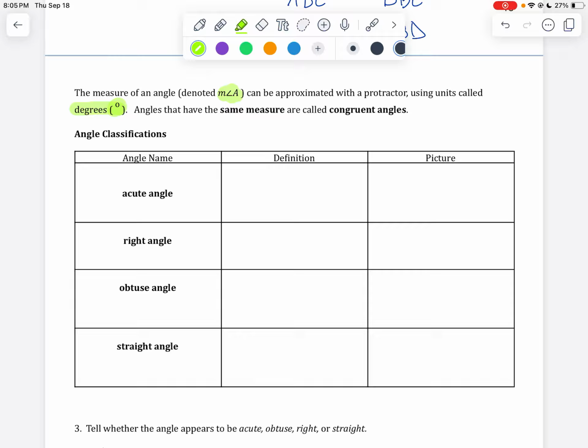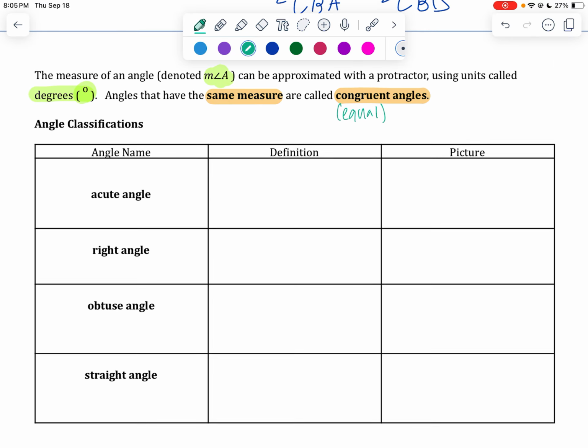Angles have the same measure. If it's the same measure, that means we have congruent angles. And we know that congruent means equal, right? All right, so there are 4 different kinds of angles. There's an acute angle, a right angle, obtuse angle, and straight angle. Okay, so we're going to first start with an acute angle.